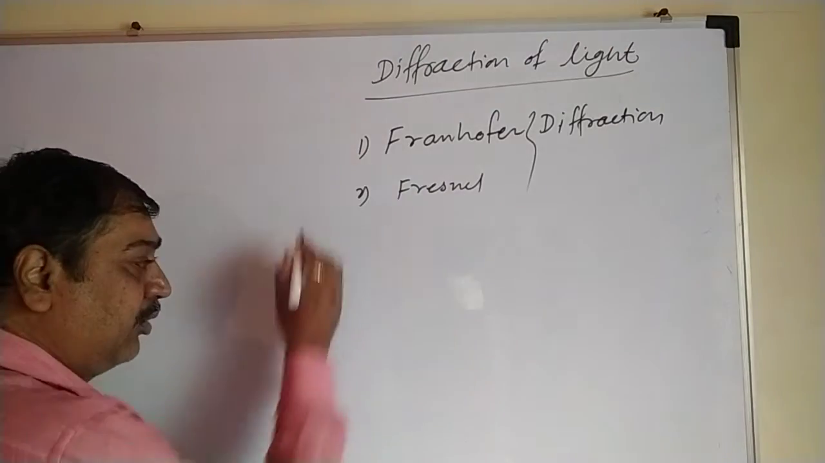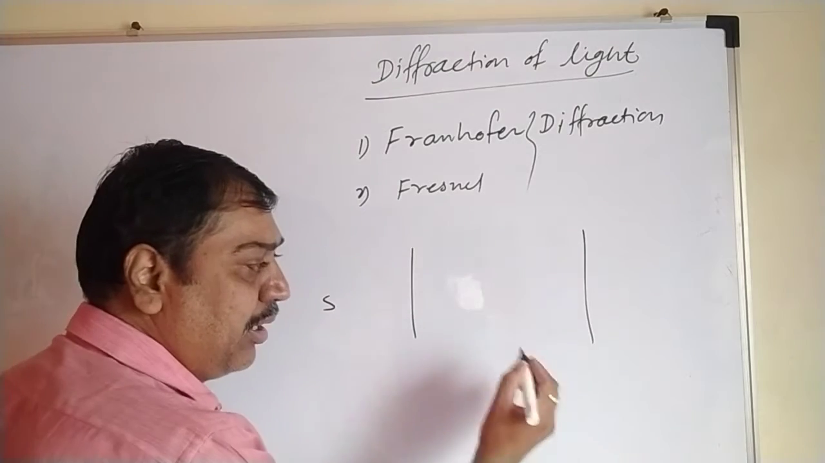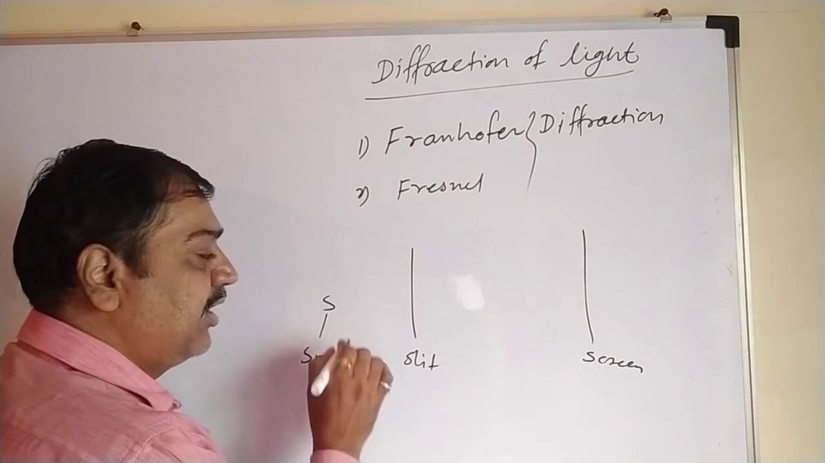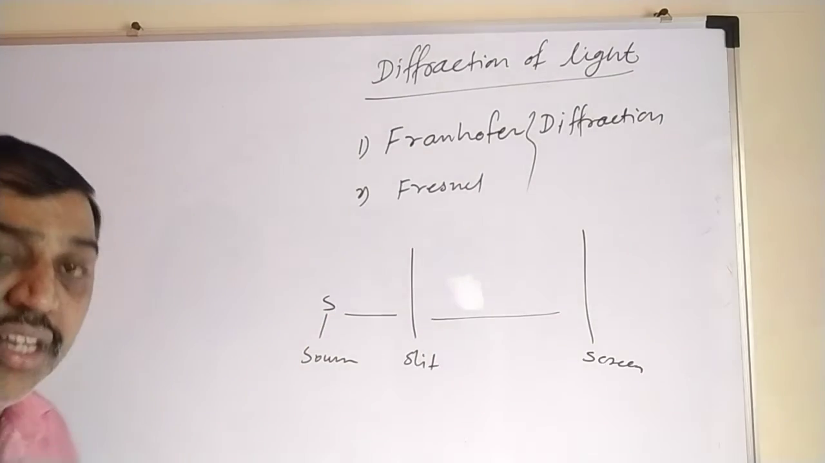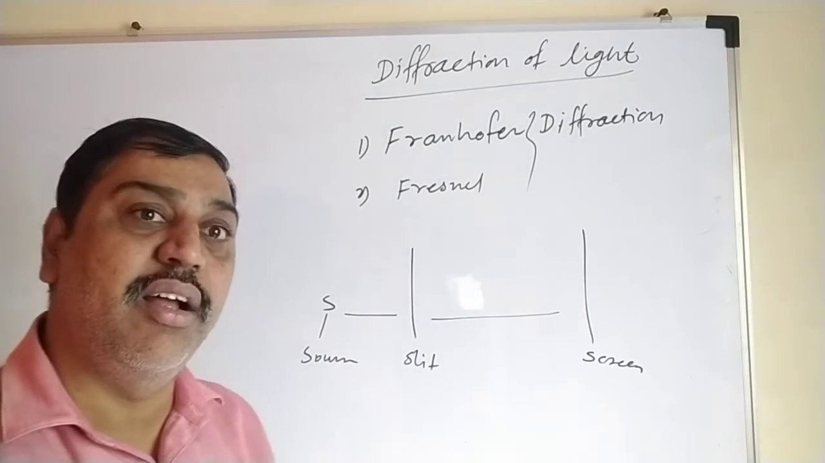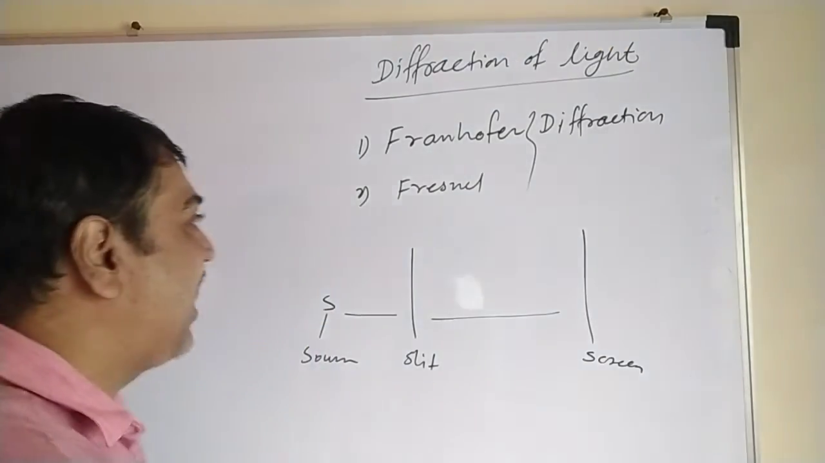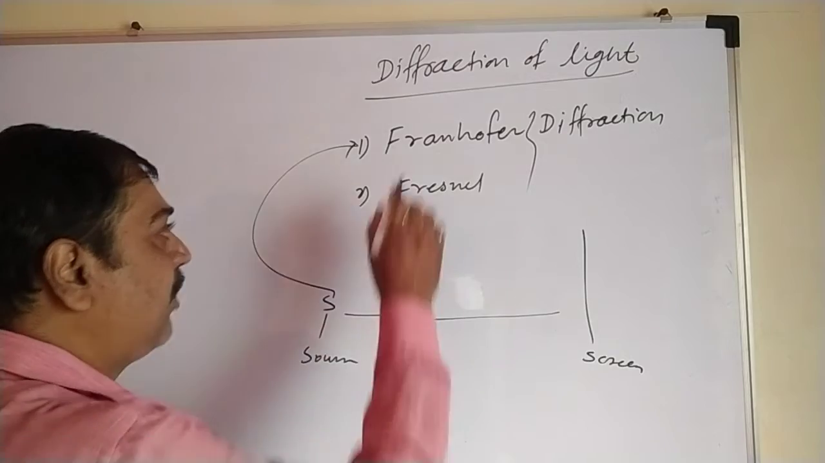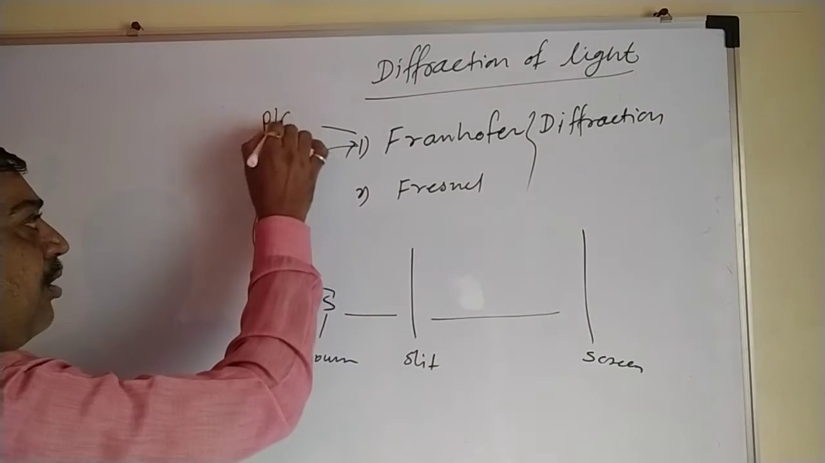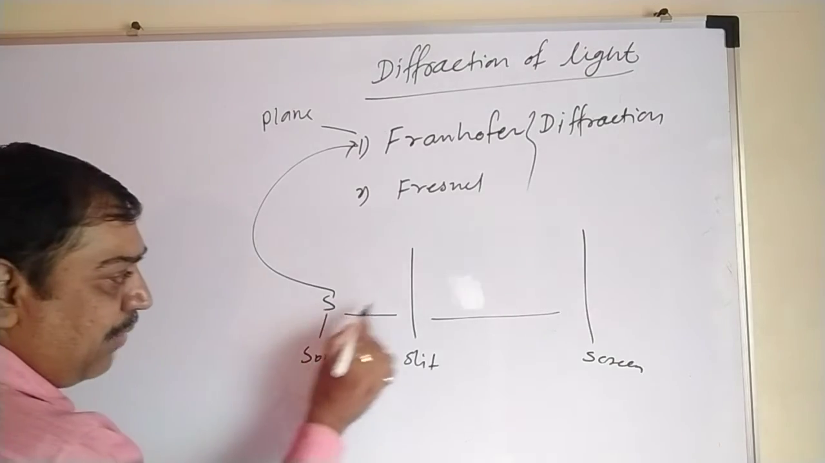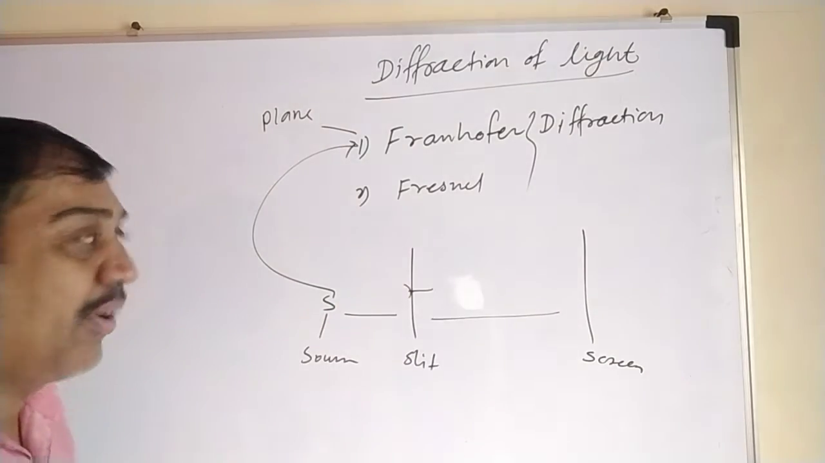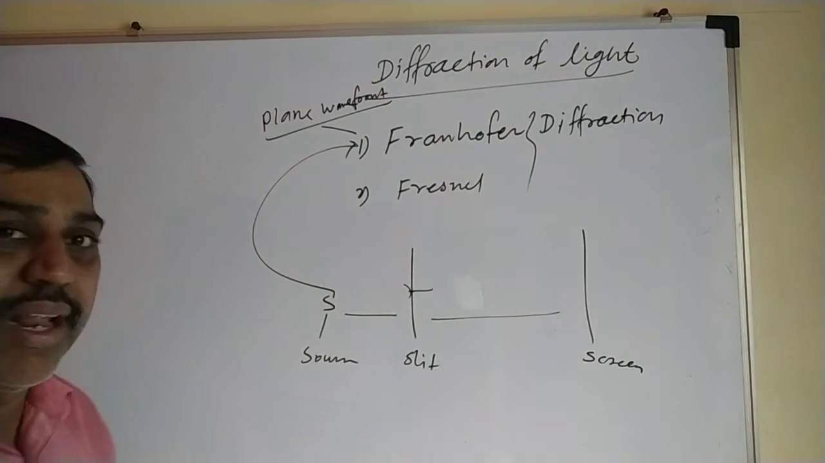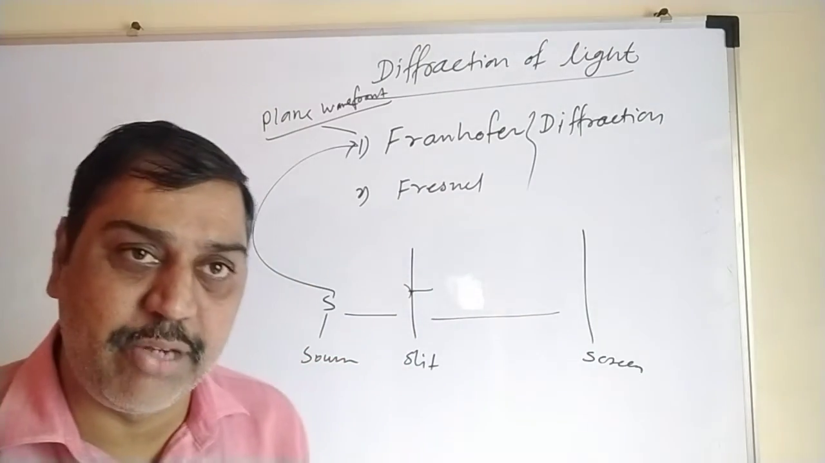If the source of light, slit, and this is nothing but the screen. So this is the screen, this is a slit, and this is the source. If the distance between the source, the slit and the screen is very large, it may be infinity, then that type of diffraction pattern is said to be the Fraunhofer diffraction pattern. In Fraunhofer diffraction, the wavefront used is nothing but a plane wavefront. As the distance is very large, when the wave comes, a small part is incident here and it comes to be a plane wavefront. So plane wavefronts are there in the case of Fraunhofer diffraction.